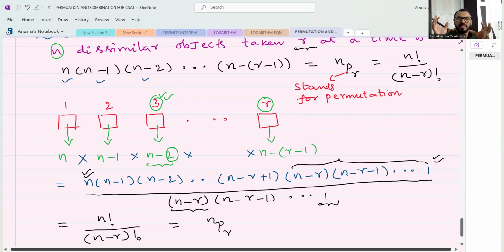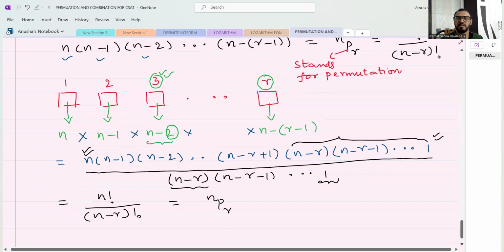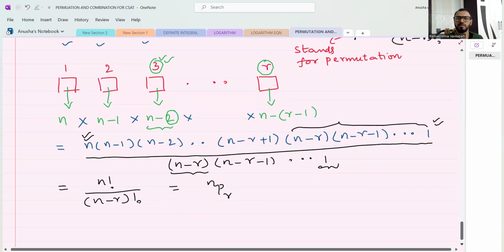So from n dissimilar objects, if you are taking r objects and arranging, then it can be done in directly nPr without writing that box system. So it would be a little faster than filling up box individually.